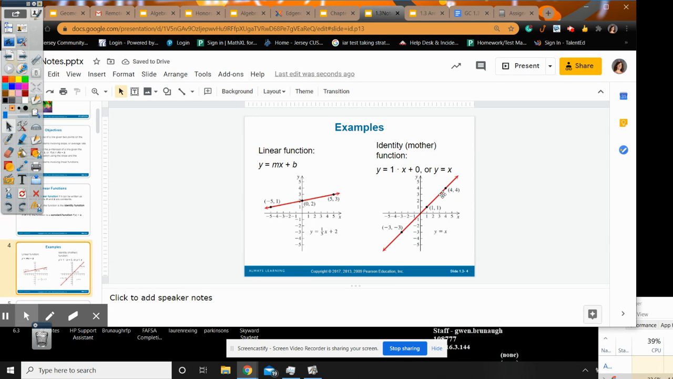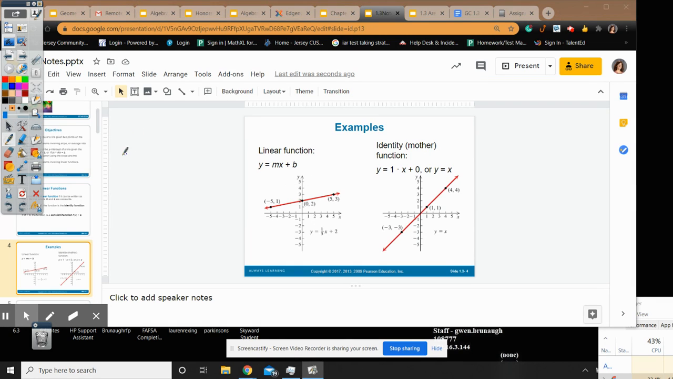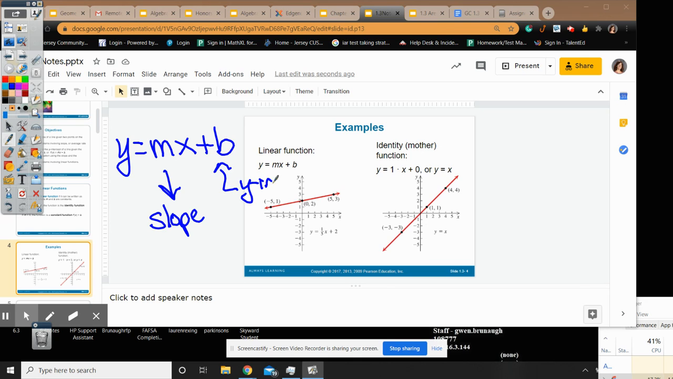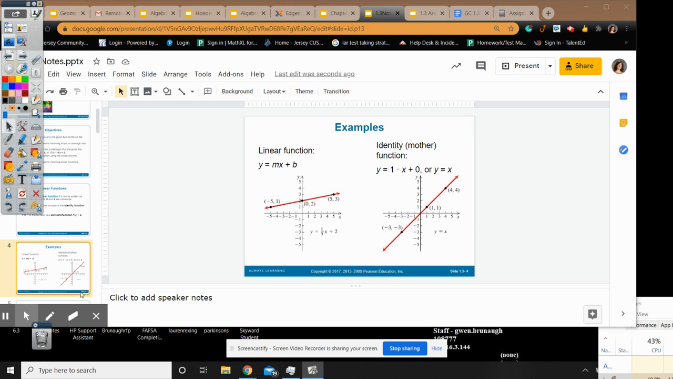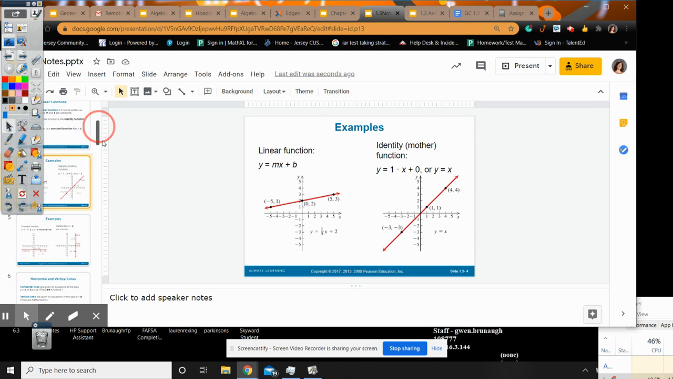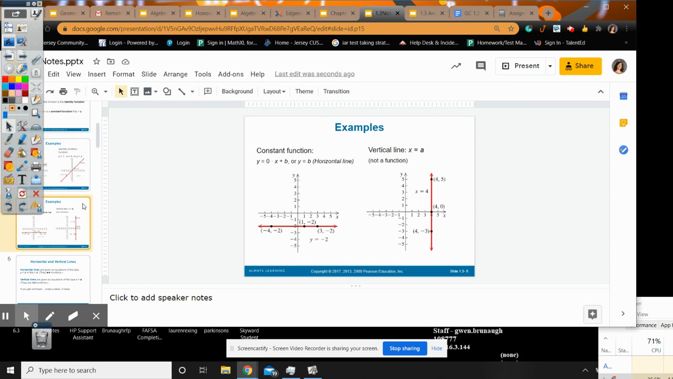So let's look at a few examples here. Here is that identity, that mother function, y equals x. And here is just an oblique line with y equals mx plus b. Again, like we discussed last week, m is the slope or the steepness of a line, and b is that y-intercept value where it crosses the y-axis. Here is that constant function.